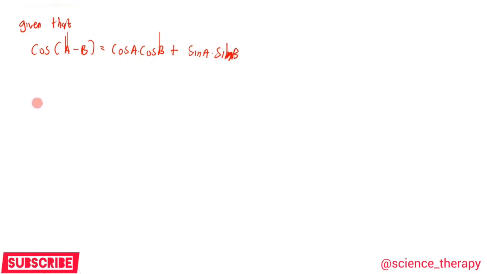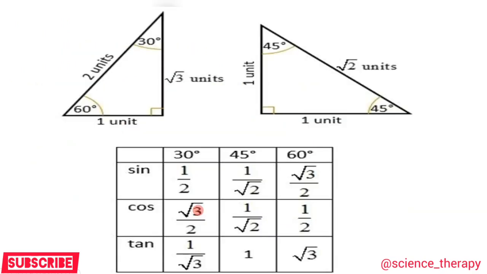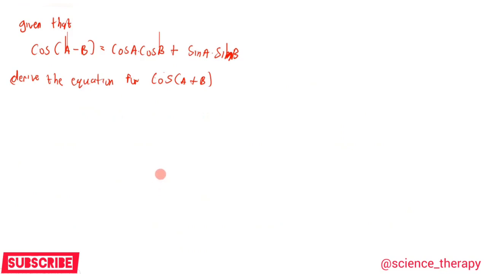Now they would ask you to calculate or derive the equation or expression for cos A plus B, right? For cos A plus B. So now they want you to have this one, cos A plus B, but they only gave you this one, right? So now how do you ensure that you get to that one?